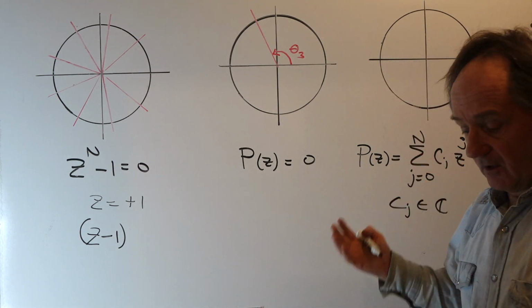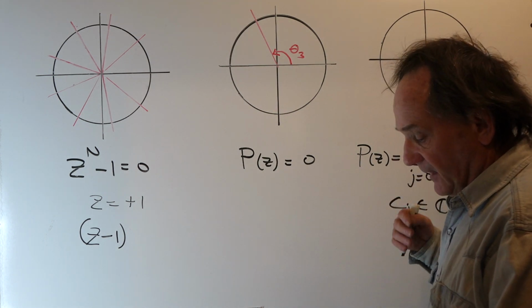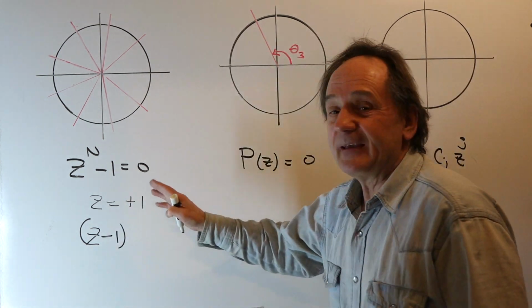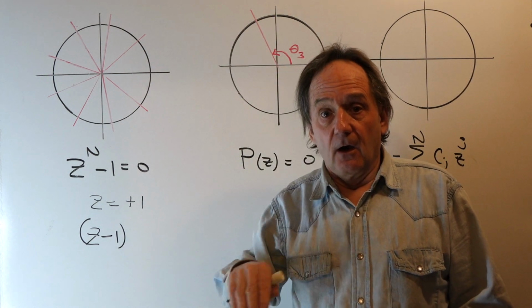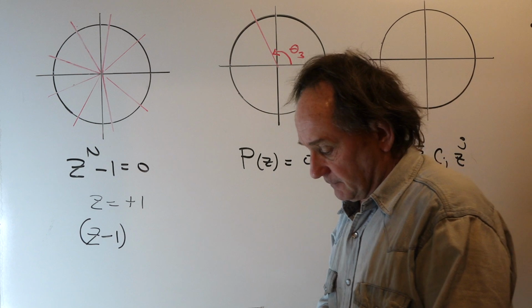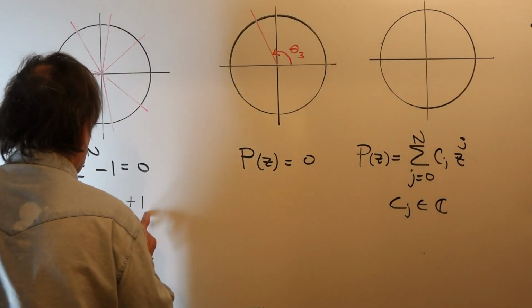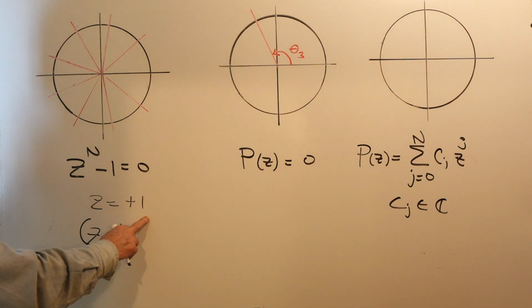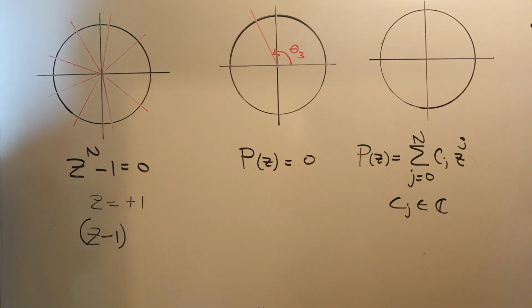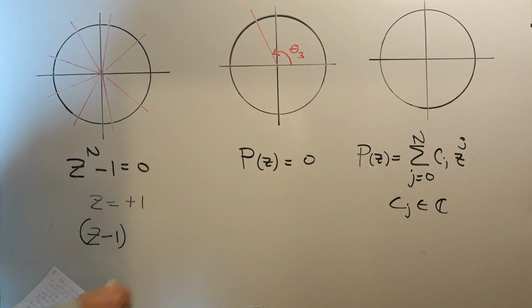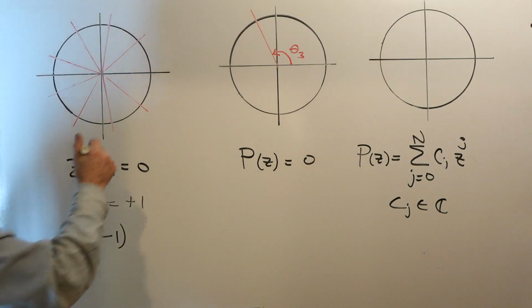Now, in the theory of complex variables, it tells us that the roots of unity will be evenly distributed around a unit circle in the complex plane. Now, since z equals plus 1 is guaranteed to be one of the roots, we can use it as an anchor point and divide the unit circle into n equal sections beginning at plus 1.